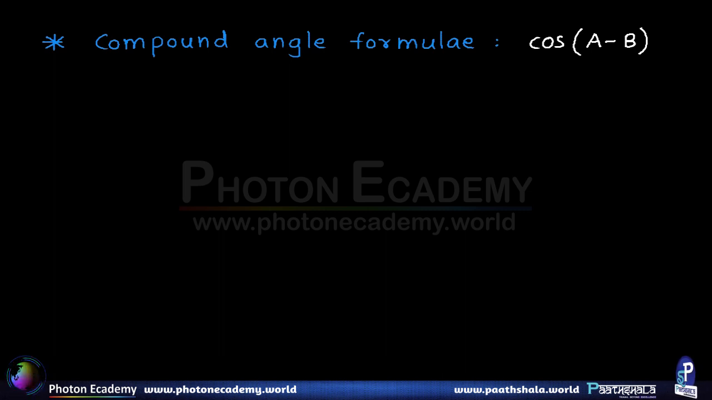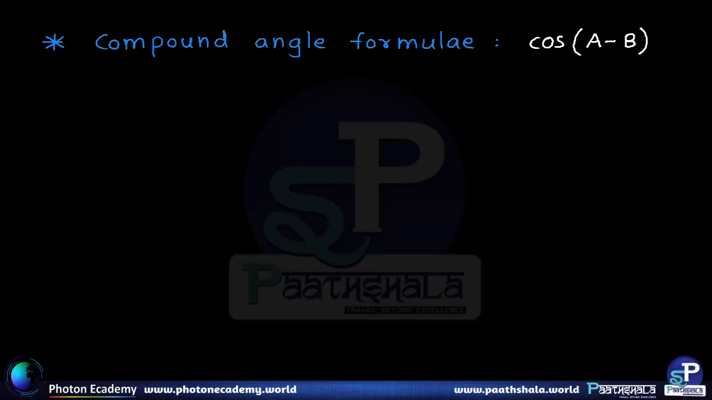So let us derive the formula for cos of a minus b, and later on all the further subsequent results will be derived from this single formula only. Now the motivation for deriving this particular result is as follows.